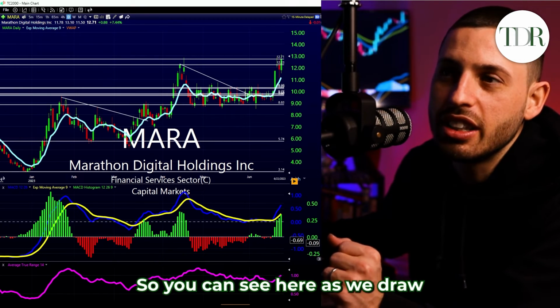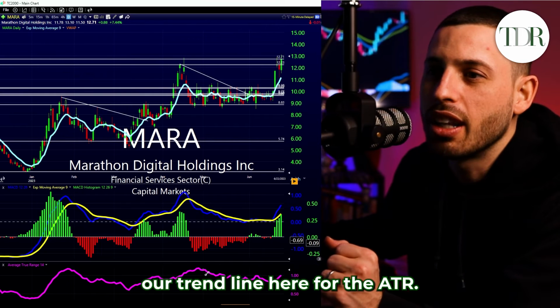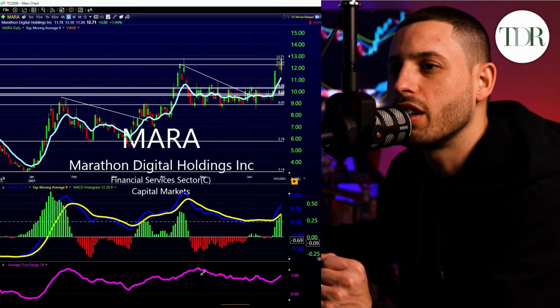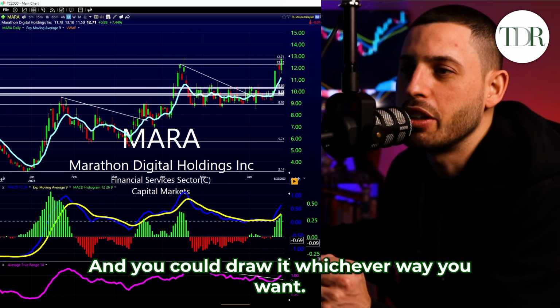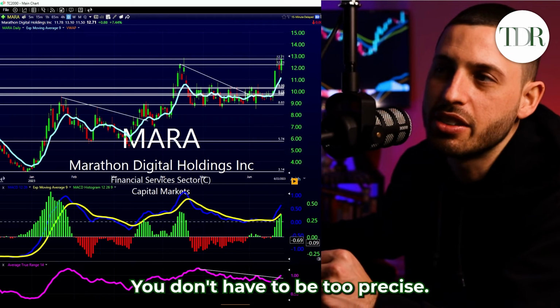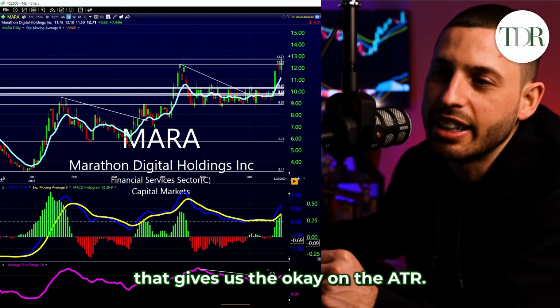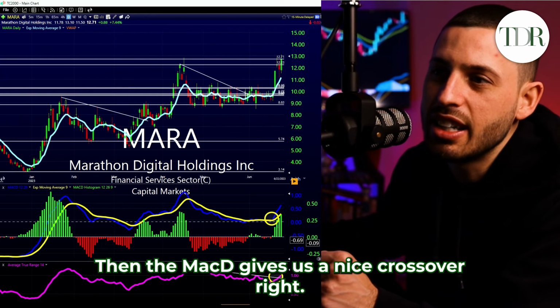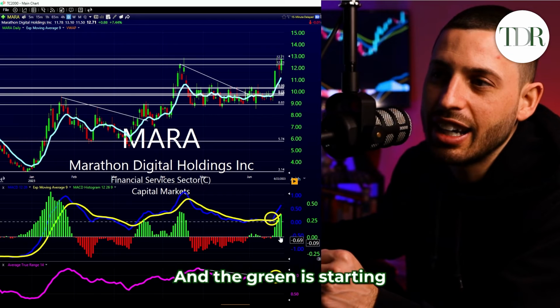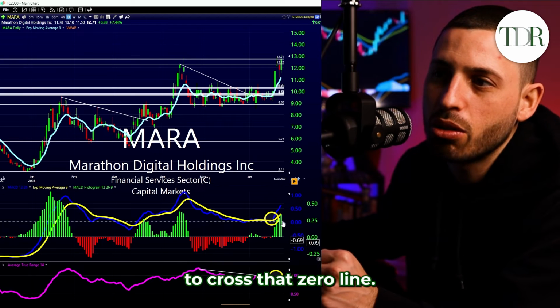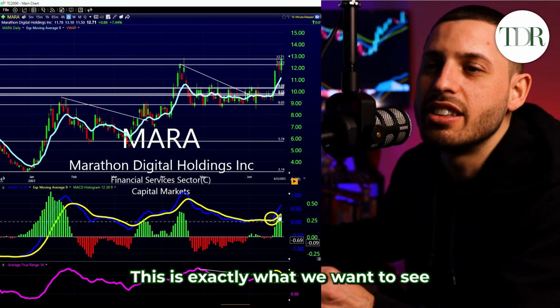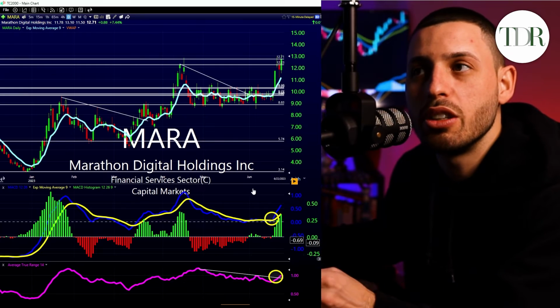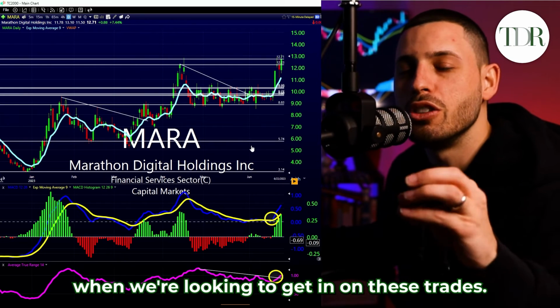So you can see here as we draw our trend line here for the ATR, and you could draw it whichever way you want. You don't have to be too precise. But that's our signal that gives us the okay on the ATR. Then the MACD gives us a nice crossover, right? And the green is starting to cross that zero line. This is exactly what we want to see when we're looking to get in on these trades.